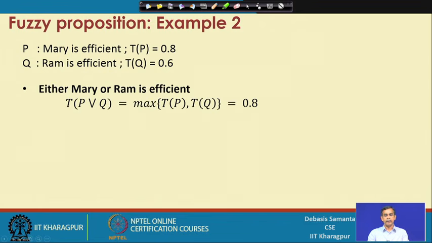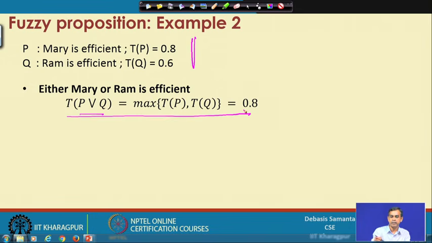Now, again let us see. P and Q are the two propositions discussed here, and then we can have another proposition, either Mary or RAM is efficient. It is represented by the operation P or Q, that means Mary is efficient or RAM is efficient, and the truth value can be obtained using the max operation.